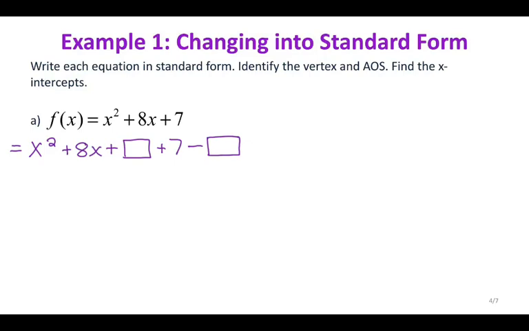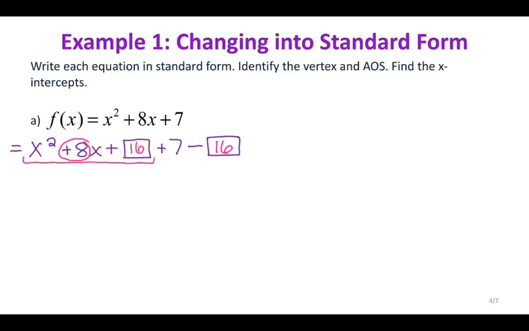Now to figure out what goes in this square, I'm going to take my x term, take that coefficient, cut it in half, and square it. So half of 8 is 4, 4 squared is 16. So I'm going to go ahead and put 16 in both of these squares.